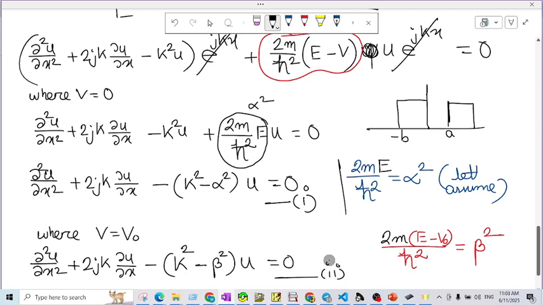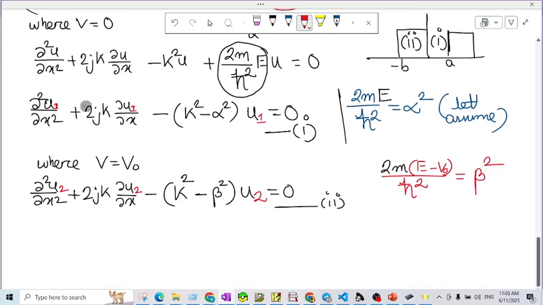I haven't written one thing, that the u at this region, let's say it's the first region, and let's say this is the second region. So at the first region, let's say u is equal to u1. Here you have u1, and this is also u1. And for the second region, where v is equal to v naught, u is equal to u2, and here you have to take u2. That means from these two second-order differential equations, you will get u1 and then you will get u2. So let's solve one equation and you will understand the other equation by yourself.